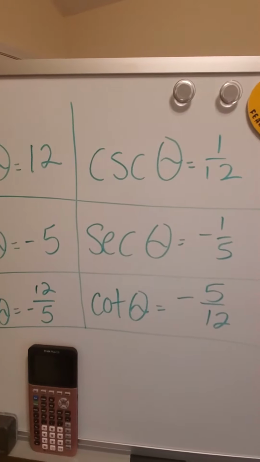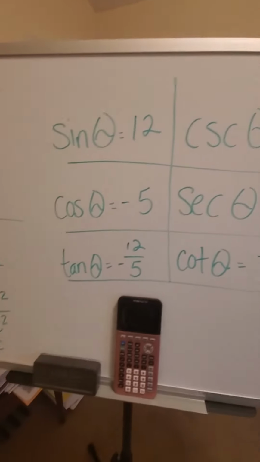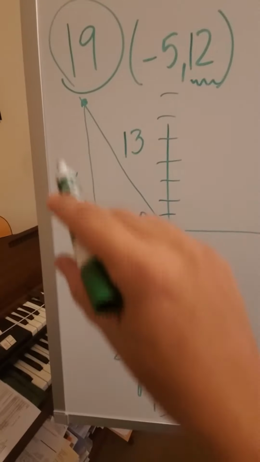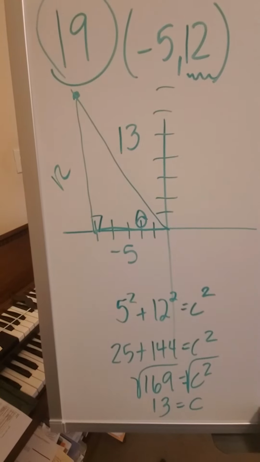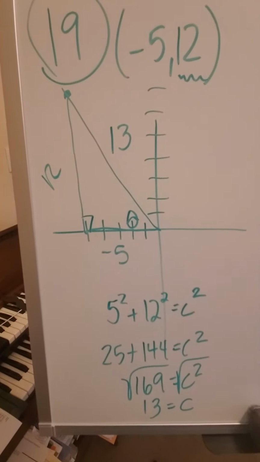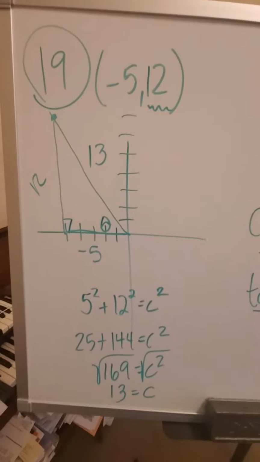Does that make sense? That's all you're doing. So if you plot your ordered pair on that graph and figure out your hypotenuse, then you can go through and figure out your sine, cosine, tangent, cosecant, secant, cotangent. All right?